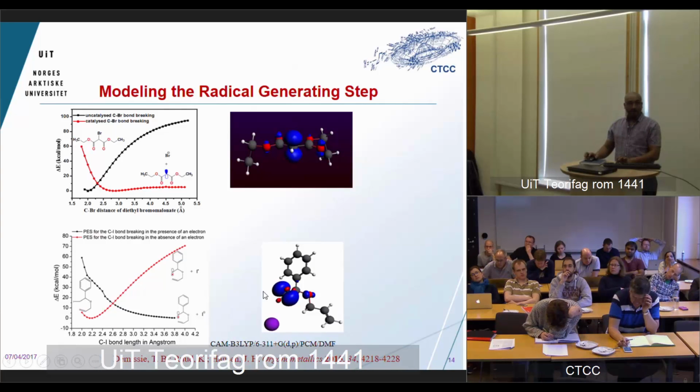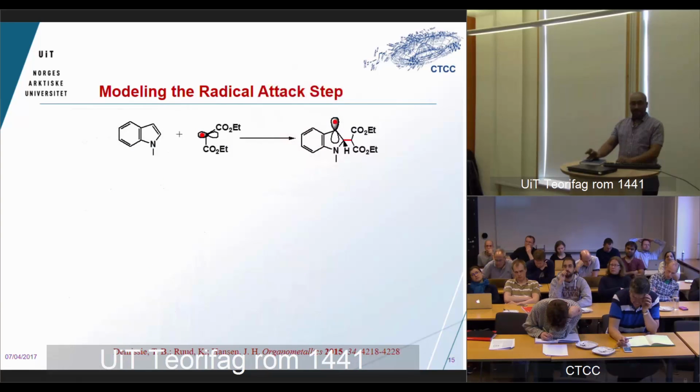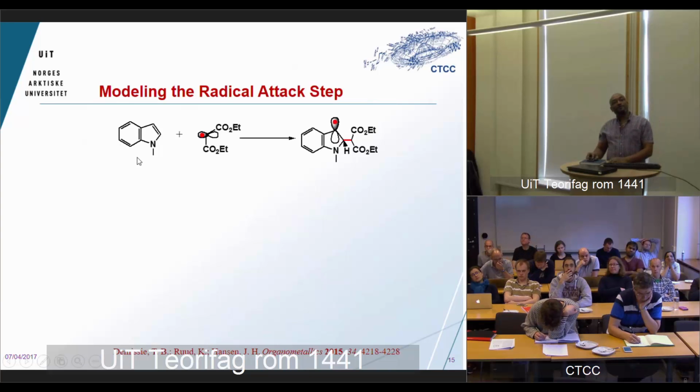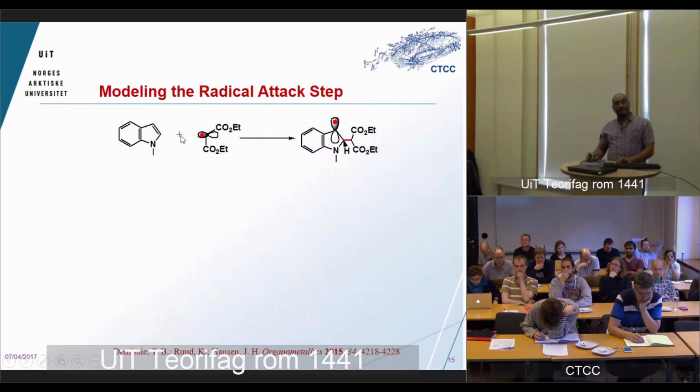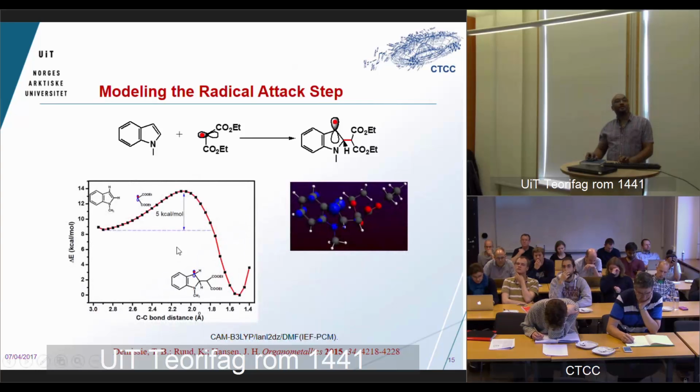So it works. After generating the radical, the next step is modeling the radical attack state. We took this methyl indole, and in this PES we generated the malonyl radical. Then the malonyl radical reacts with this methyl indole and forms the newly malonated methyl indole. For this we need to calculate the potential energy surface to see what the radical attack looks like, and we got this kind of potential energy surface.